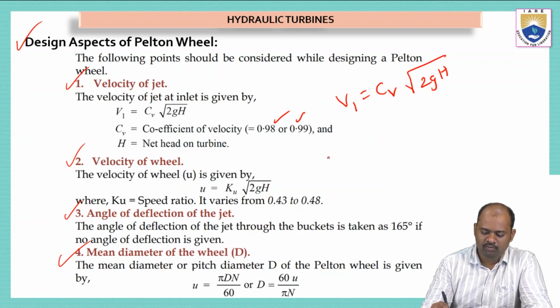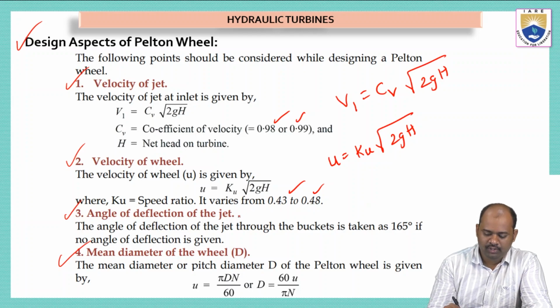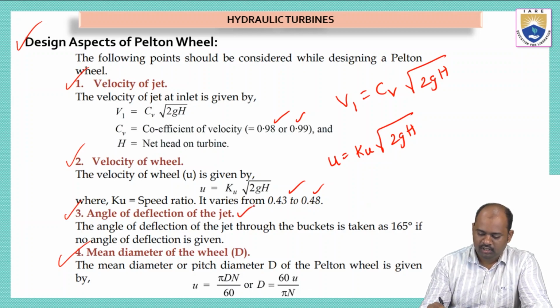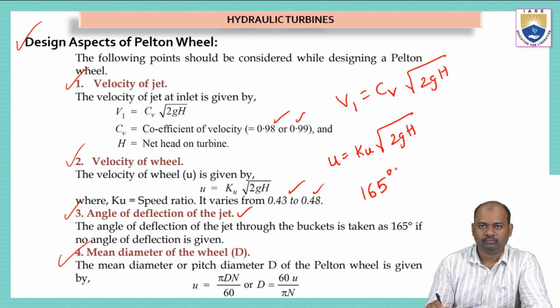And the velocity of the wheel can be calculated by using this formula. U is equal to K times root 2gH, where the value of K varies from 0.43 to 0.48. It is a constant value. And the angle of deflection of the jet is almost taken as 165 degrees.